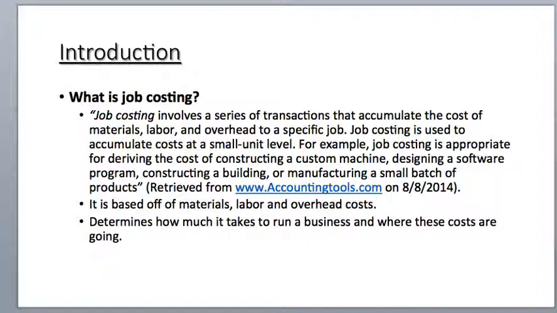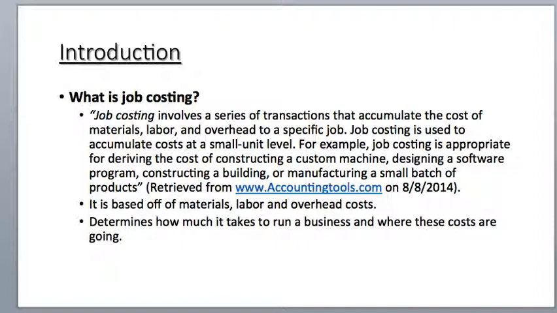What is job costing? Job costing involves a series of transactions that accumulate the cost of materials, labor, and overhead to a specific job. That costing is used to accumulate costs at a small unit level. For example, job costing is appropriate for determining the costs of constructing a custom machine, designing a software program, constructing a building, or manufacturing a small batch of products. Retrieved from www.accountingtools.com on August 8th.